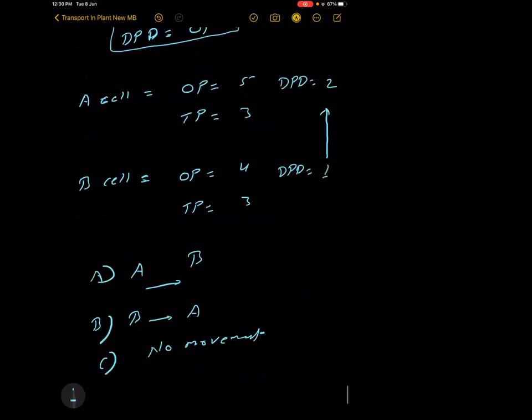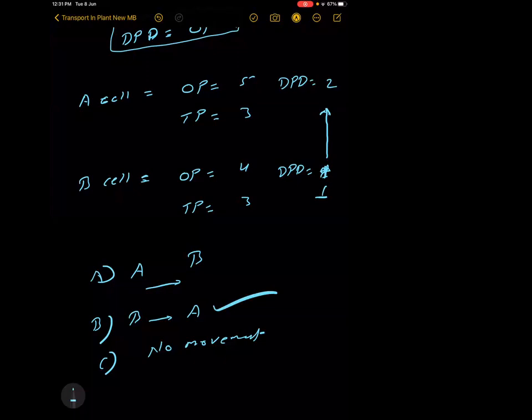So DP is higher. It means it can absorb more water. It is more thirsty. It is more hungry now. Clear? It can eat more chapatis. It can eat more rice. Fine. So it is more thirsty. It means it can absorb water from the surrounding. And the surrounding cell has less DPD. It is only 1. So water moves from B to A. This is the answer. Is it clear?